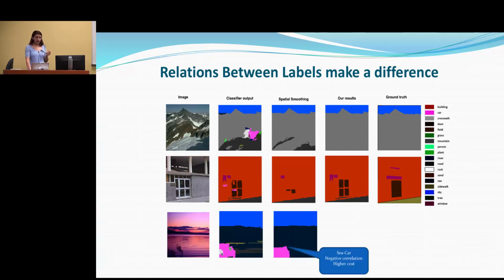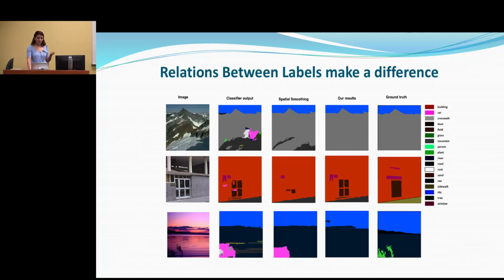Also, again, here, car and sea have negative correlation. They get a higher cost, and we can smooth the car.